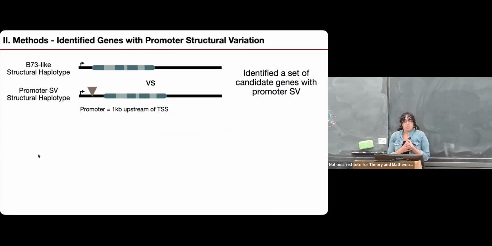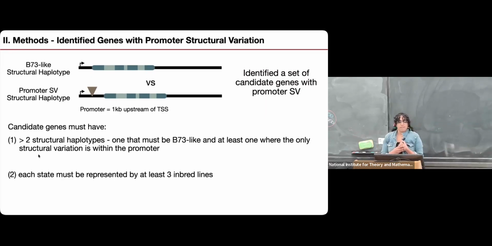In order to test whether promoter structural variation is associated with differential expression, we had to identify genes that had structural variation within the promoter. Here, the maize reference genome B73 happened to be one of our 26 inbred lines. For each B73 gene, genotypes sharing the same SVs across the promoter and gene body were grouped into structural haplotypes. We then identified genes that had at least two structural haplotypes, one that must be B73-like. You can think of this as our no SV state, and at least one where the only structural variation is within the promoter, so no structural variation within the gene body.